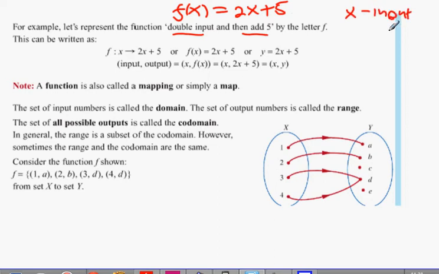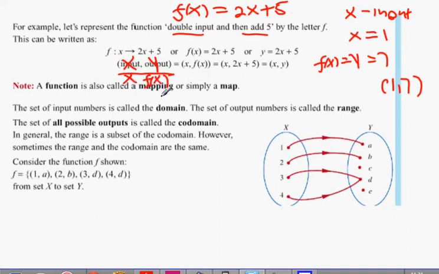So if I say x equals 1, the output is going to be 2 times 1 plus 5, which is 7. Or you can have f of x or y equals 7. Then you can draw it on the graph as the point (1, 7). As you can see, in all maths, input is the left, output is the right. For example, x is the left, y is the right, or x is the left and f of x is the right.